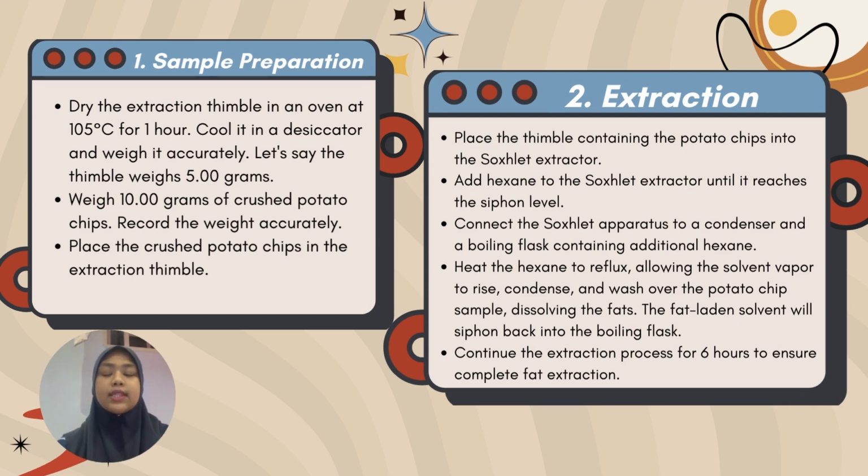Okay, the second part is extraction. Place the thimble containing the potato chips into the Soxhlet extractor, then add hexane to the Soxhlet extractor until it reaches the siphon level. Connect the Soxhlet apparatus to a condenser and a boiling flask containing additional hexane. Heat the hexane to reflux, allowing the solvent vapor to rise, condense and wash over the potato chip sample, dissolving the fats. The fat-laden solvent will siphon back into the boiling flask. Okay, so continue the extraction process for 6 hours to ensure complete fat extraction.